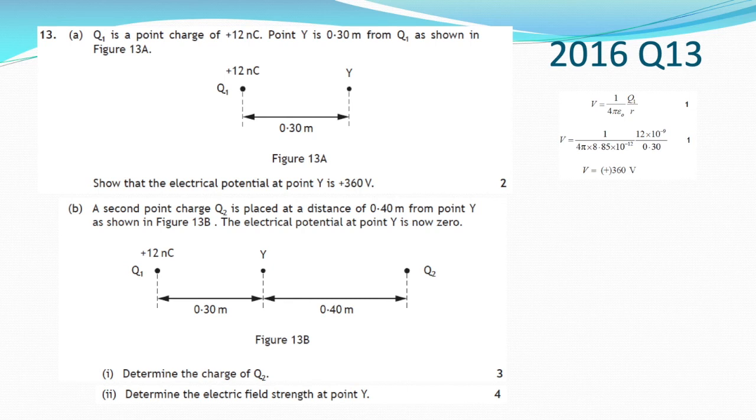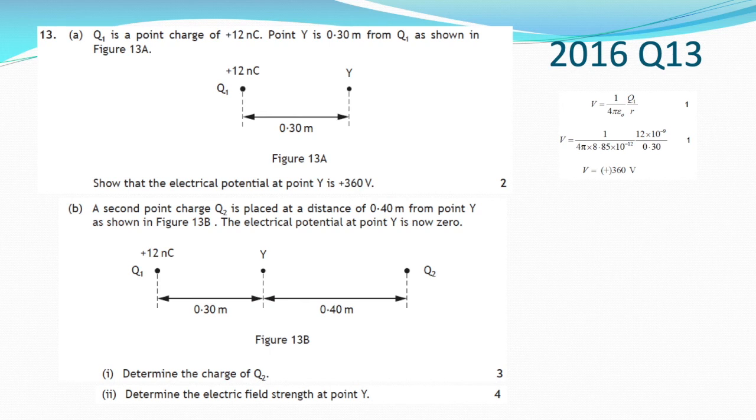Part B, a second point charge Q2 is placed at a distance of 0.4 meters from point Y, and the electrical potential at point Y is now 0. And in B part 1 we have to determine the charge of Q2. Well, there's a 3-mark question. Q2 must be a negative charge, because if we want a total potential at point Y to be 0, and we've already got plus 360 volts, then the potential at point Y due to charge Q2 must be minus 360 volts.